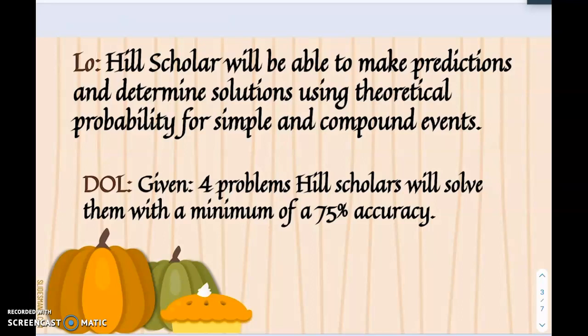Learning objective for today: scholars will be able to make predictions and determine solutions using theoretical probability for simple and compound events. Directive of learning: given 4 problems, scholars will be able to solve them with a minimum of 75% accuracy.